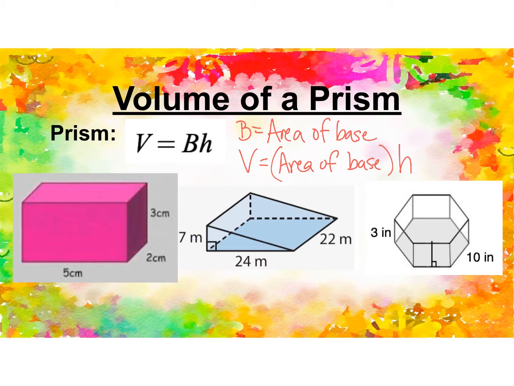So if we look at these shapes, we're going to call this bottom, the 5 by 2, our base, and then 3 is going to be our height. And then when we look at our triangle, this is a triangular prism, and the triangle itself is the base. So we're going to do the 7, and the 24, and then the 22 is going to be the height because that is the distance in between those two parallel bases. And then our last one, we have a hexagonal. So we're going to have to do the hexagon for the base. And then the 3 is going to be our height. So we'll take a look at each of these.